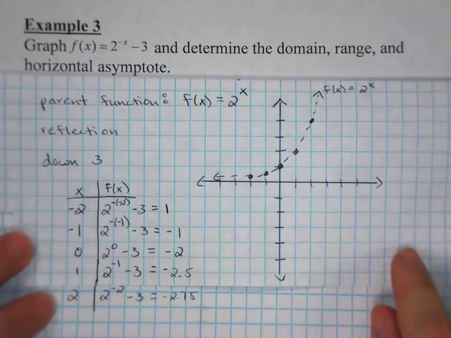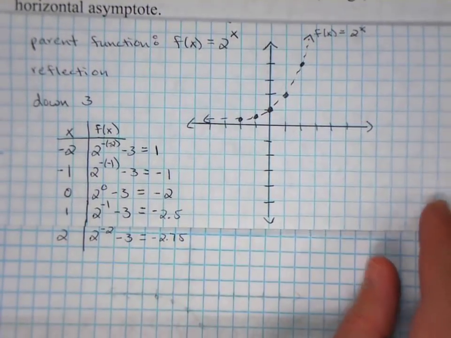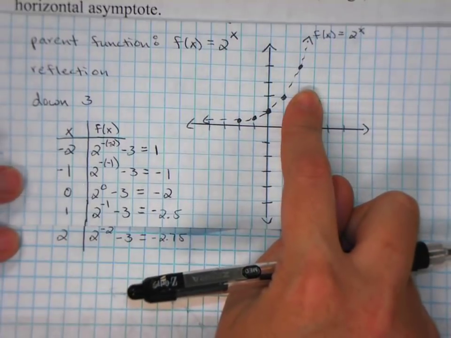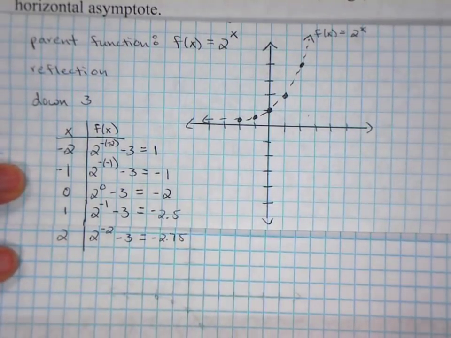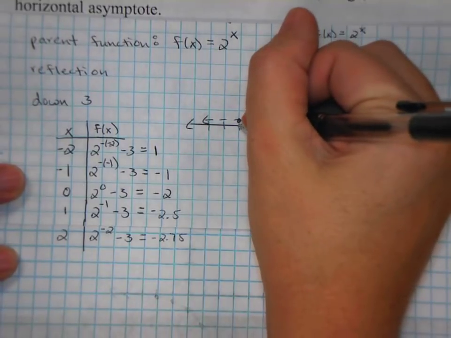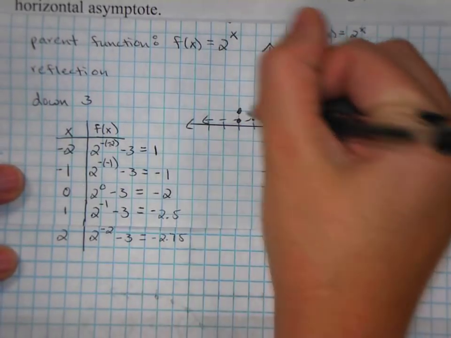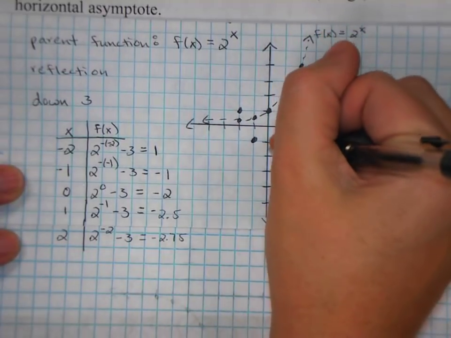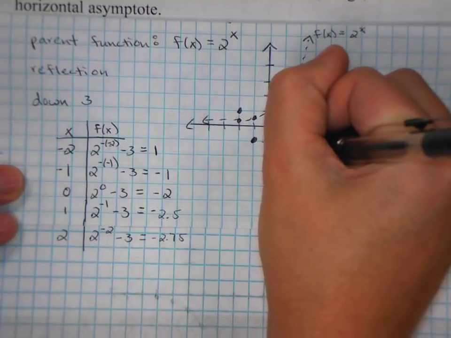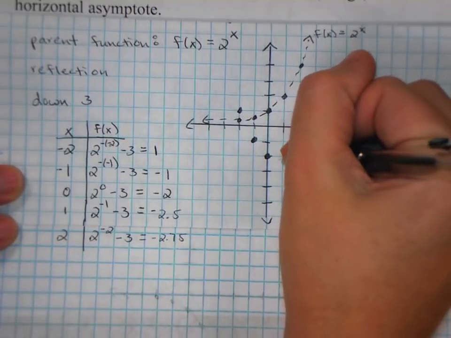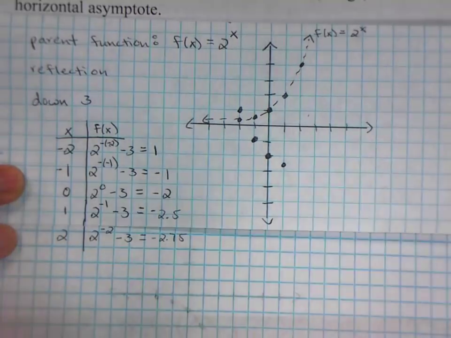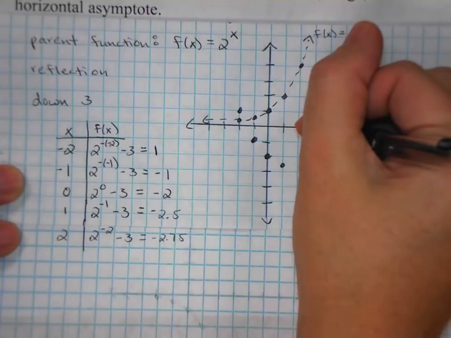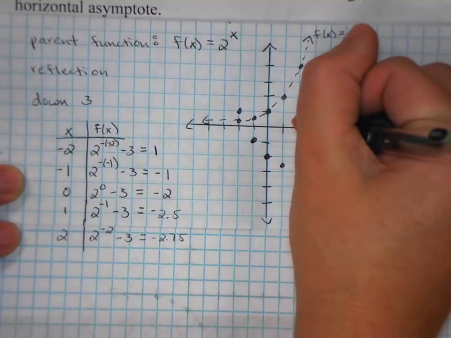So I'm really hoping that you guys would be at a point where you're either going to do the table or you're going to use a parent graph, not do both. I just figured for this example that it would be helpful to see both. If I went ahead and plotted these points, let's see, at -2, I'm at 1, -1, -1, 0, -2, 1, -1, 2.5. And at 2, I'm at -2.75.